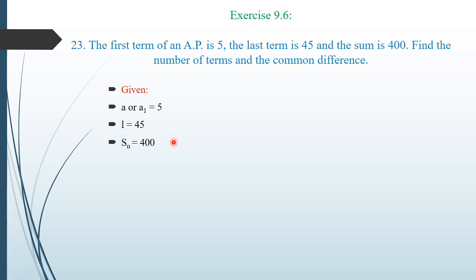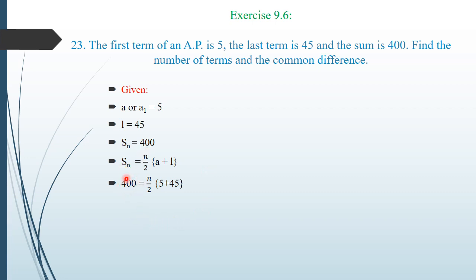But with this information, we do not get to know how many terms are present in this AP. That is what we need to find here, and also the common difference. Using the formula which is available for finding the sum of n terms when we know the first term and the last term, and substituting all the known values, Sn is equal to 400.